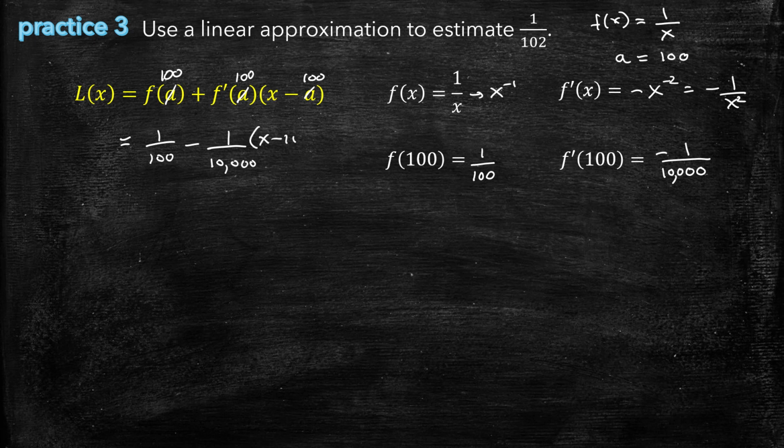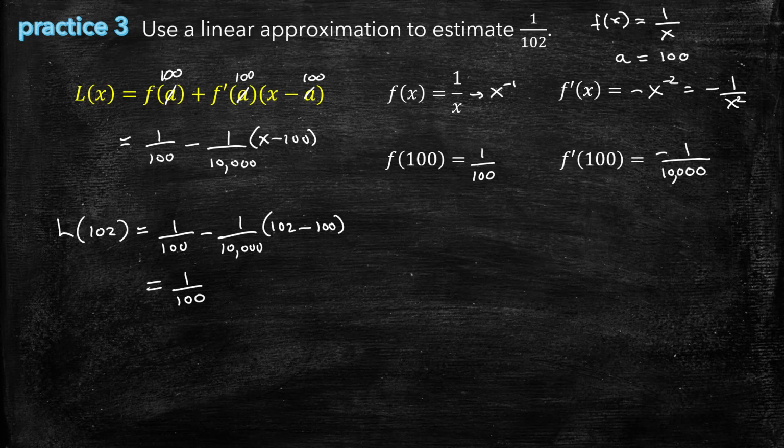times x minus 100. And so now we would like to plug in 102. So we get 1 over 100 minus 1 over 10,000 times 102 minus 100, which is 1 over 100 minus 2 over 10,000. And you could get common denominators and what have you, but if we just turn this into decimals, just because we can, that comes out to 0.0098.